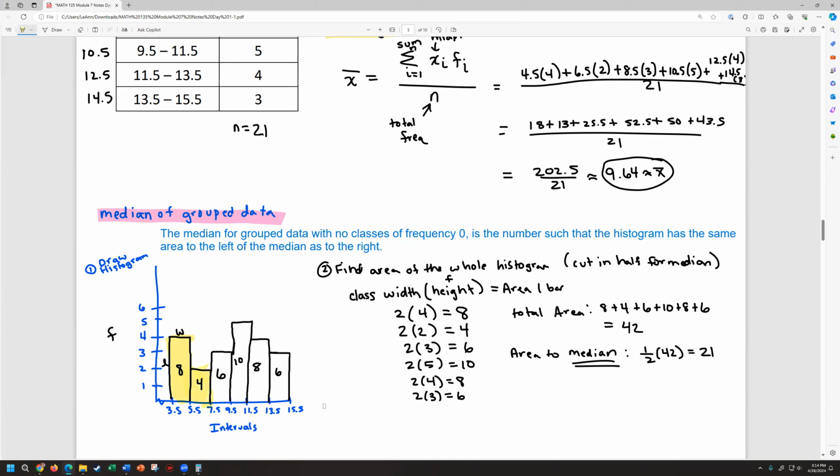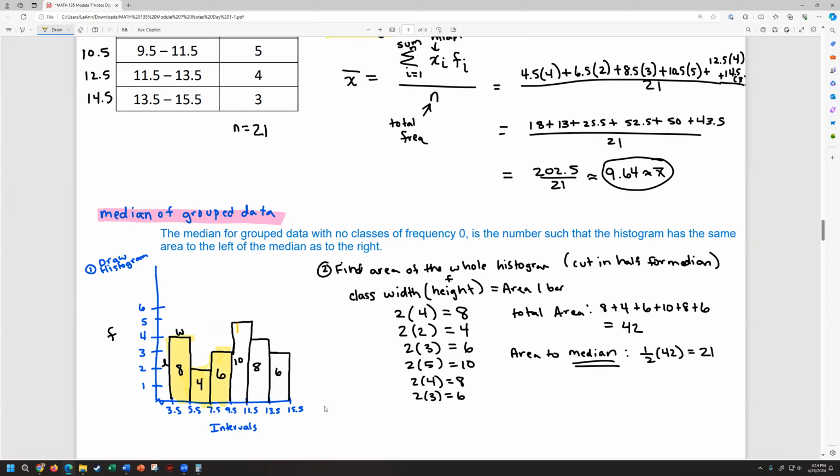So I'm still not to 21 yet. If I add 12 plus 6, I'd be at 18. And then here's where things get a little dicey, and this is why we're going to have a formula next. When you go to add the next bar, you're going to go over your median. This was 18. If I add 10 to that, I'm at 28.